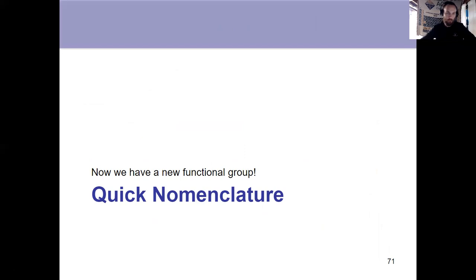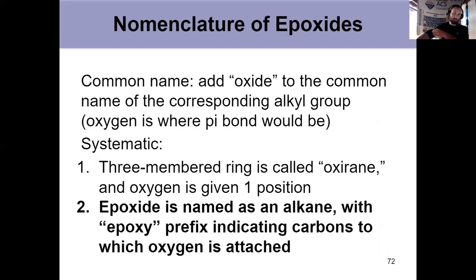That epoxide does give us a new functional group, and we need to know how to name it. So just a quick little section here on nomenclature. The common name is just done by taking the name of the alkyl group, the common name, and saying oxide at the end. There's two ways to name them systematically. The first one is considering that three-membered ring with the oxygen to be called oxirane, assigning oxygen position 1 and naming everything else as substituents. But that's not really used all that often.